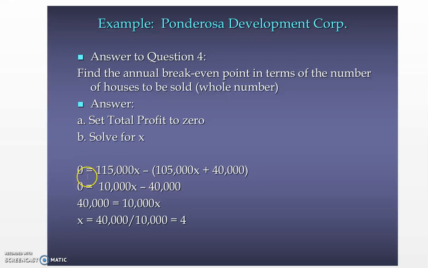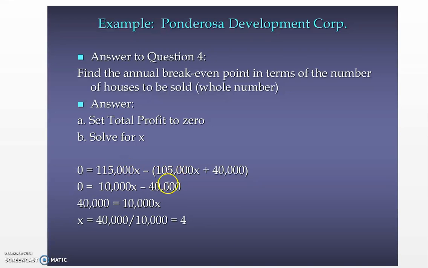So if we set total profit equal to 0 and we use this equation and merely solve for X, we get the answer of 4. Let's walk through that quickly. Take this expression, 115,000, and break it down.